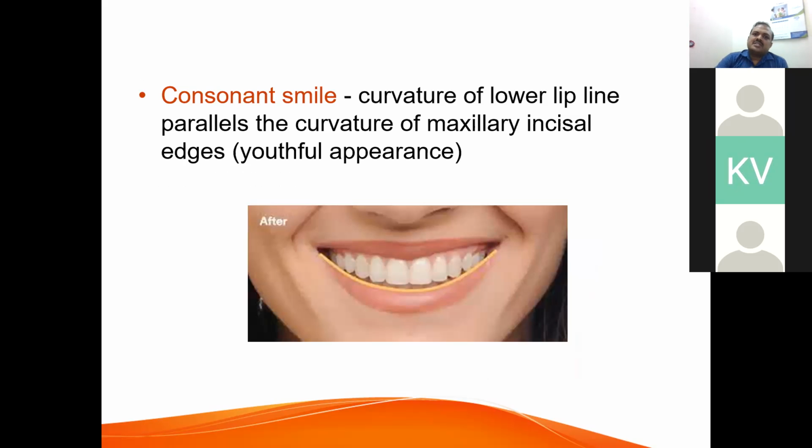And something called a consonant smile. The curvature of the lower lip line parallels the curvature of the maxillary incisal edges to get a youthful smile. So the incisal edges should be parallel to the lower lip edges. So it gets a consonant smile.